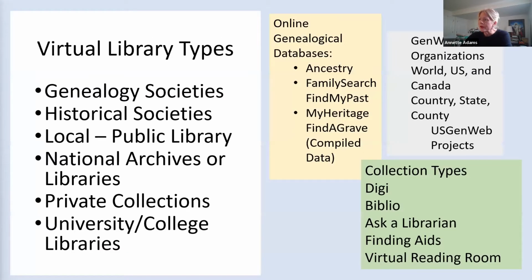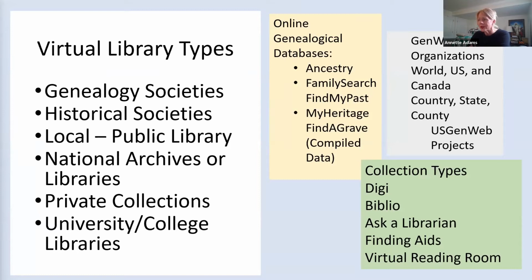So virtual library types that we have, there are a myriad of resources online available to you. Some of these are paid for, some of them are subscriptions, and others are free. And I have a dear friend who always says, if it's cheap, great. If it's free, even better. So when it comes to these virtual library types, we want to look for genealogy societies within the area that we're researching. So locality is very important.